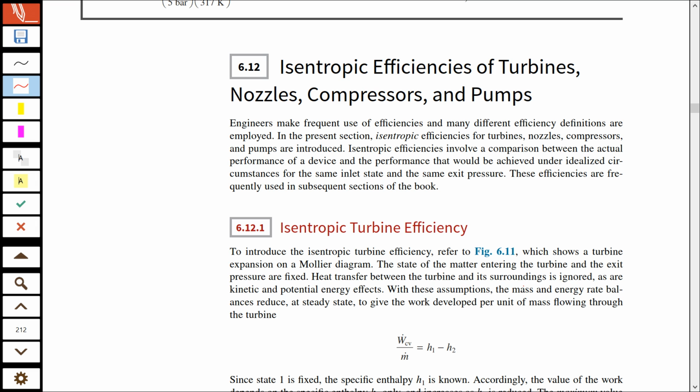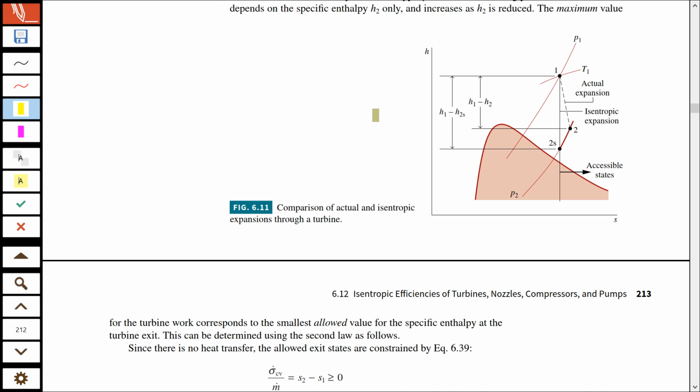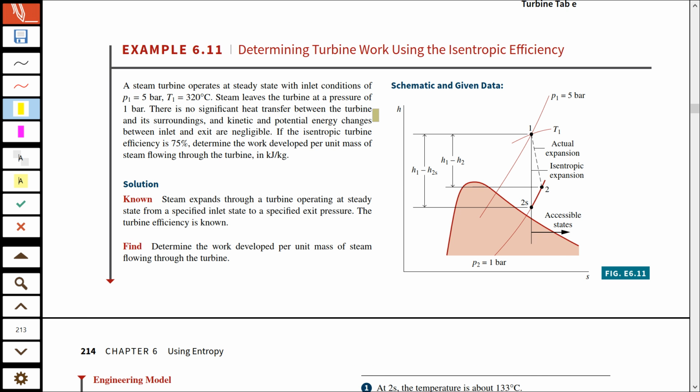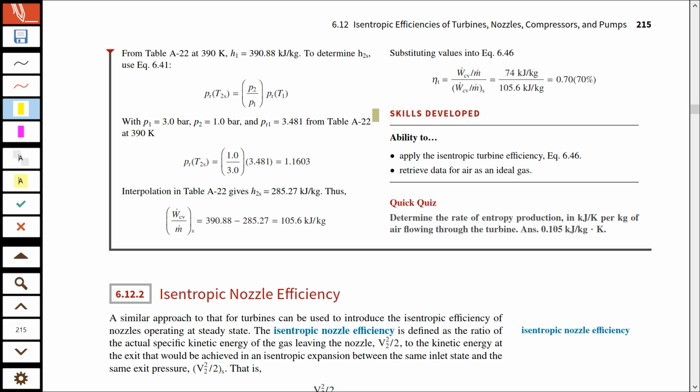Okay, next is isentropic efficiency of turbines. I think this is also something which we can skip. I am skipping this section because I'm sure there are not many time slots left. Of course this is a very interesting topic, but I'm also skipping that.